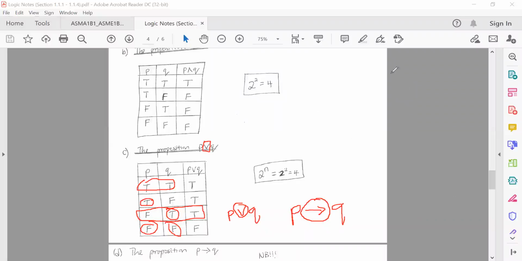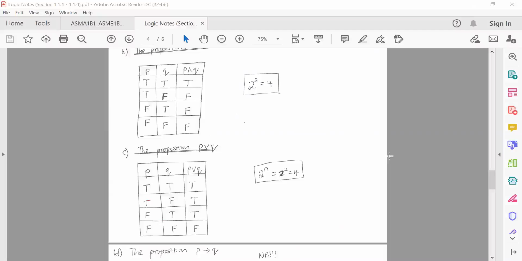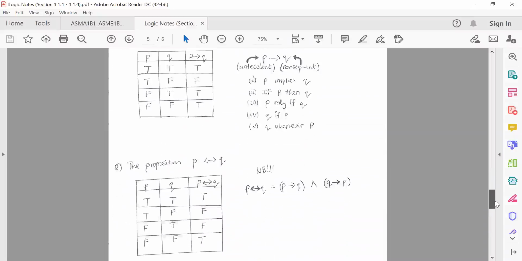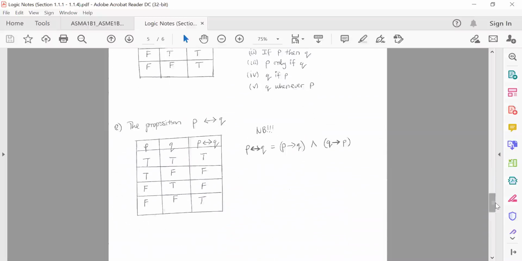Well, if you have any more questions, send me an email. Because like I said, this is the very basic. It's going to get super exciting as we go along. Super, super exciting. Now we go to biconditional statement.